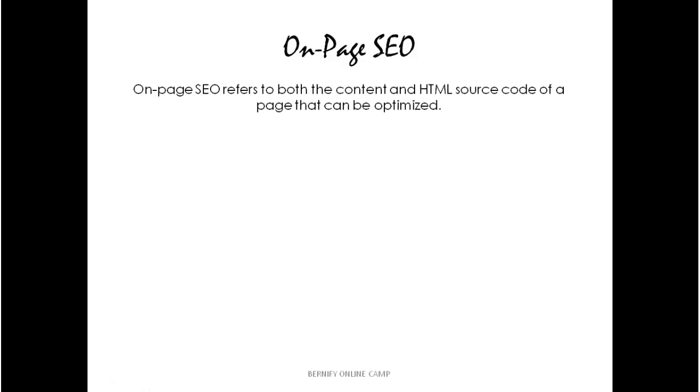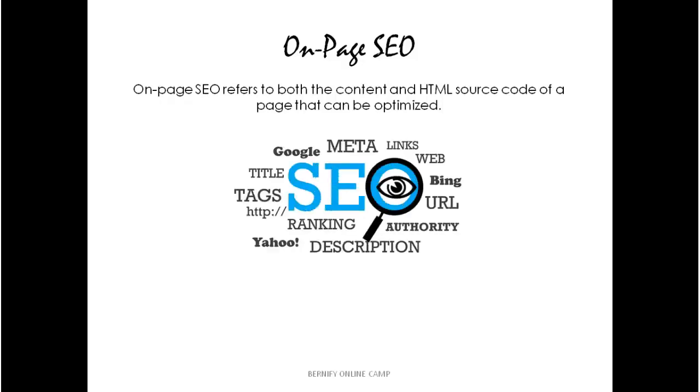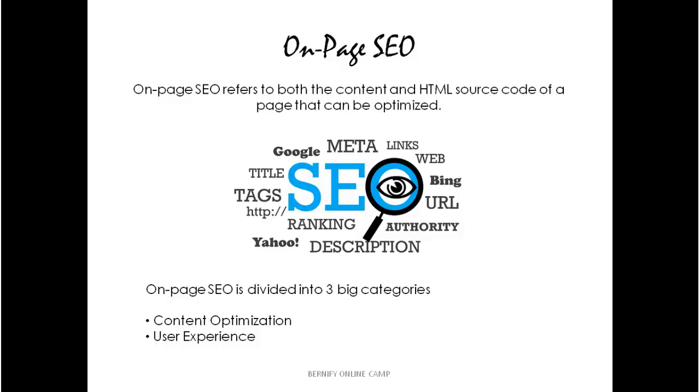On-Page SEO refers to optimizing individual site pages for specific search queries and, what has come into play recently, for searchers' intent in order to get higher rankings and earn targeted traffic. On-page SEO refers to both the content and HTML source code of a page that can be optimized. So that's the meaning of on-page SEO. On-page SEO is divided into three big categories, which is content optimization, user experience, and technical SEO.